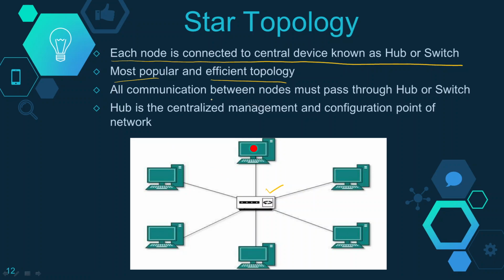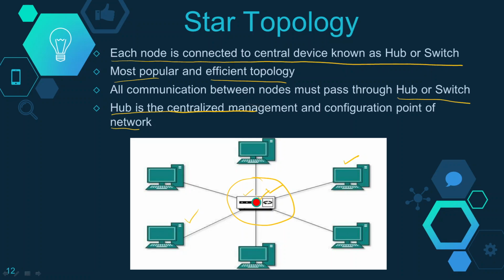All the communication between nodes must pass through a hub or through a switch. Any communication, let's suppose this computer wants to communicate with this or any other computer, it must pass through the central device, that is the hub or the switch. Hub is the centralized management and configuration point of the network. So if we want to change any configuration, if we want to manage the network, it is all done through this central device, the hub or the switch.